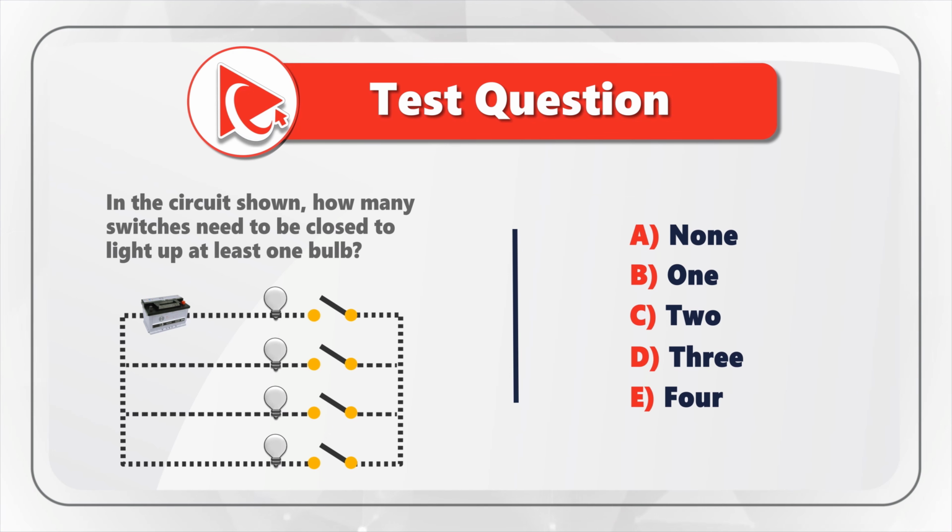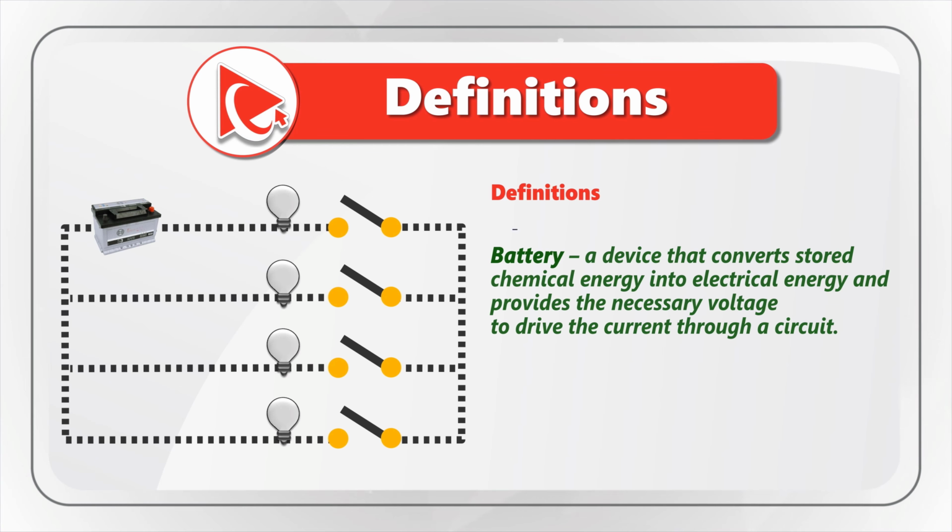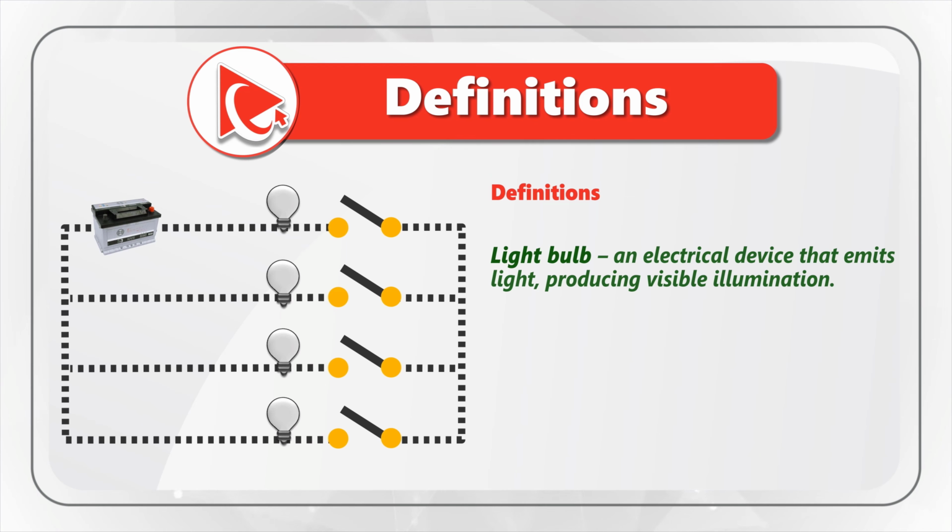Let's start with the definitions. We're dealing with multiple devices here, so let's look at how we define each one of them. Let's start with the battery. A battery is a device that converts stored chemical energy into electrical energy and provides the necessary voltage to drive the current through the circuit.